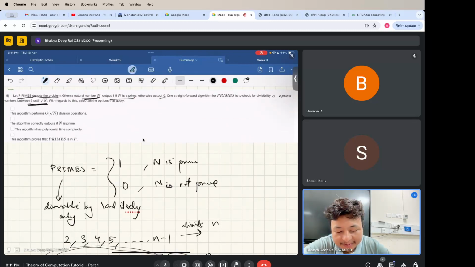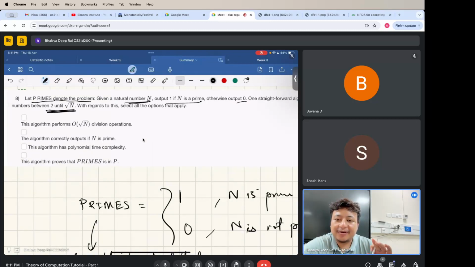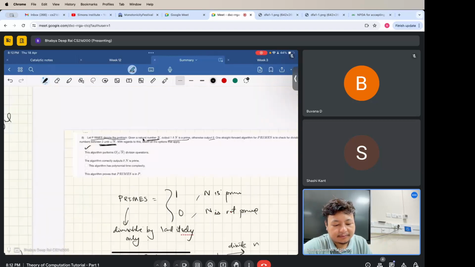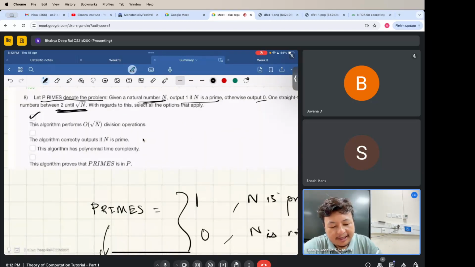So the algorithm performs order root n many division operations. Yeah, that is true, right? We check if 2 divides, we check if 3 divides and so on. So I'll be doing root n minus 1 divisions. So this is true. And the algorithm correctly outputs if n is prime. That is also true. I see nothing wrong with this algorithm.